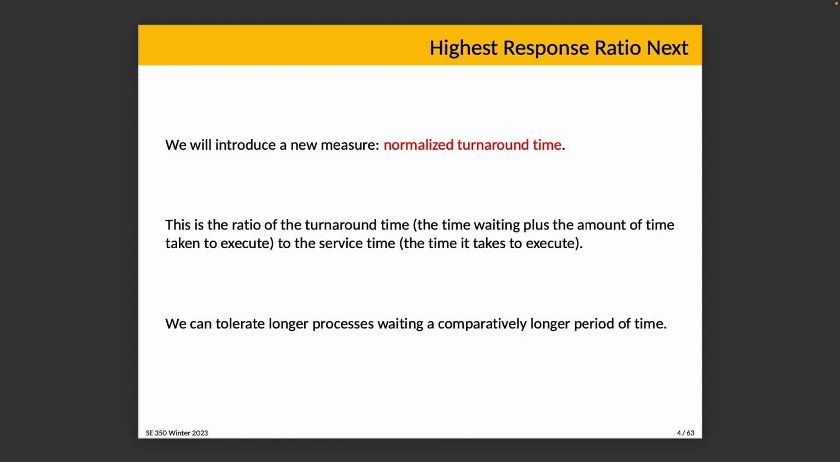The thinking behind this basically is that we can tolerate longer processes waiting for a comparatively longer amount of time, right? If it is going to take several hours to run a particular task, it's okay if it has to wait an hour before we start it. That's just kind of how things go. It is, however, extremely frustrating if something is only going to take 2 minutes and we have to wait several hours before it starts, right? So this sort of thing is important. And for this, we have this measure of normalized turnaround time, which helps us to identify basically how far off target we are.